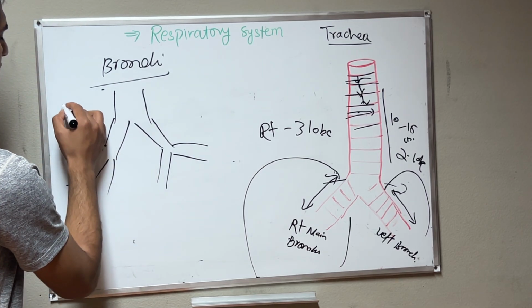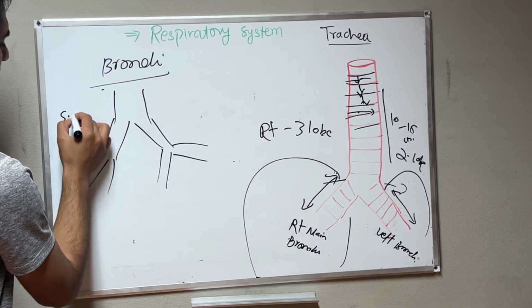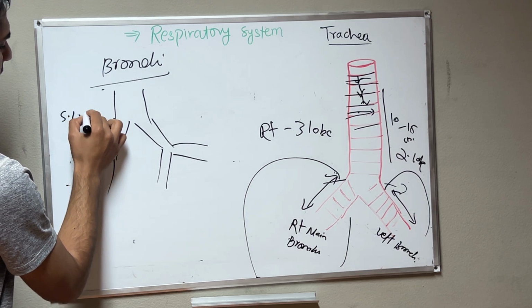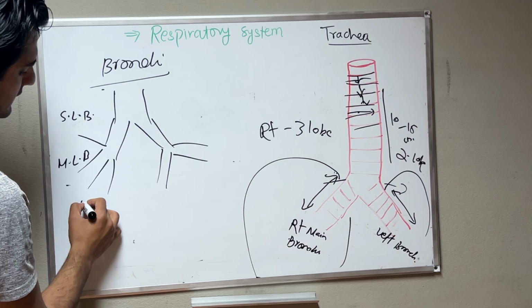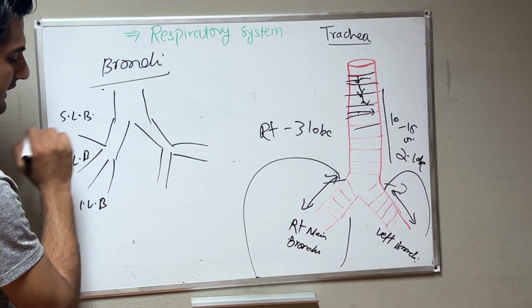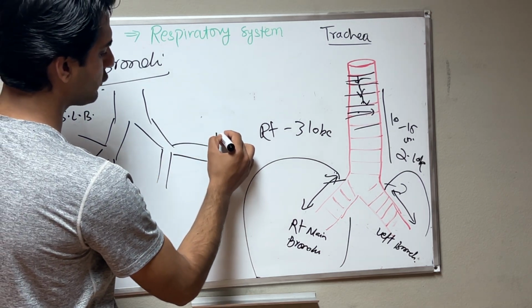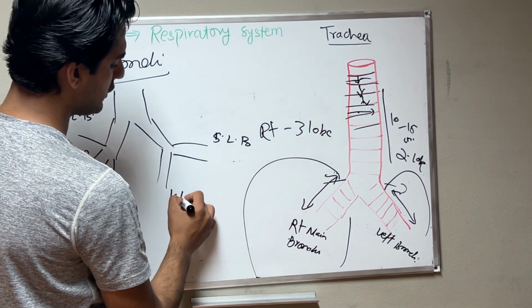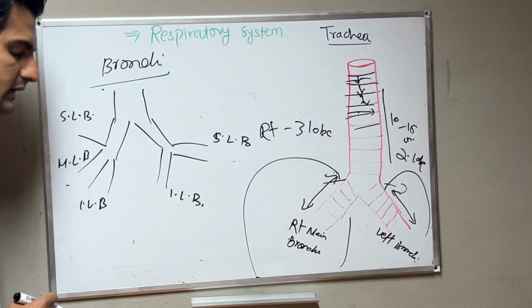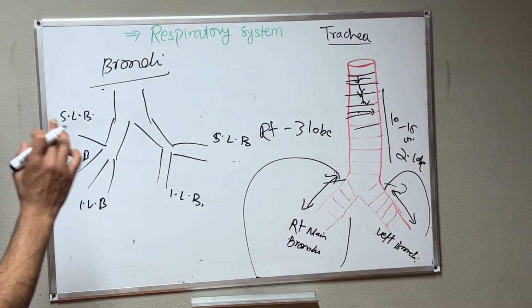On the right we have the superior lobar bronchus, middle lobar bronchus, and inferior lobar bronchus. On the left we have the superior lobar bronchus and inferior lobar bronchus. This is the left lung. This is about the bronchus.